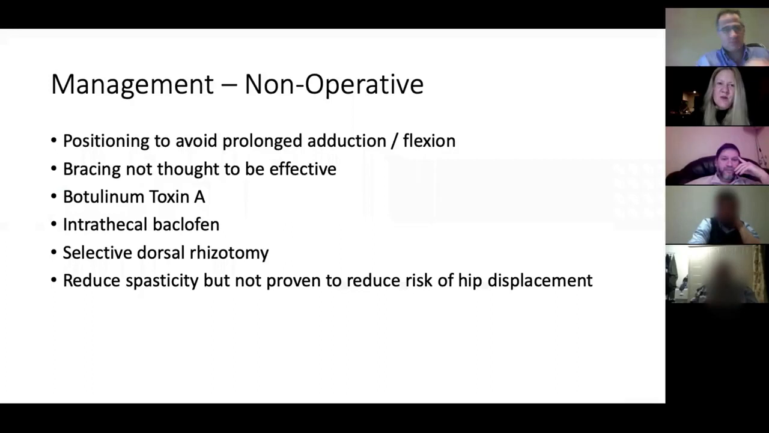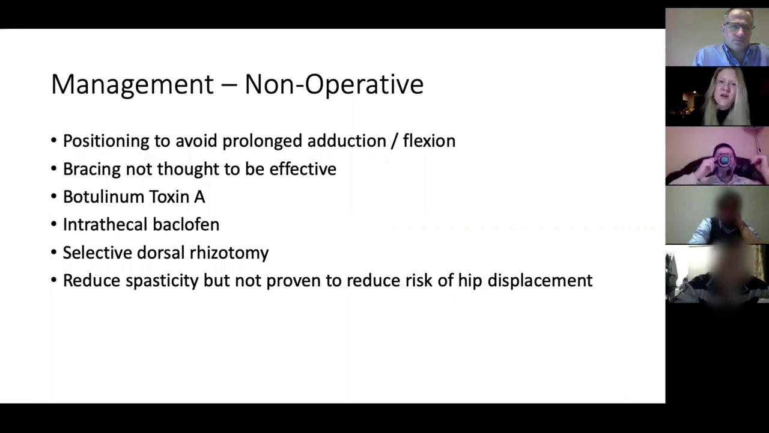Well, the initial management is non-operative, and I'd suggest that all patients with cerebral palsy to some extent should have things like positioning to avoid this prolonged adduction and flexion position. Bracing has been used, but it's not thought to be effective. Botulinum toxin A, intrathecal baclofen, and selective dorsal rhizotomy, all of these things might reduce the spasticity, but they're not actually proven to reduce the risk of hip dysplasia.